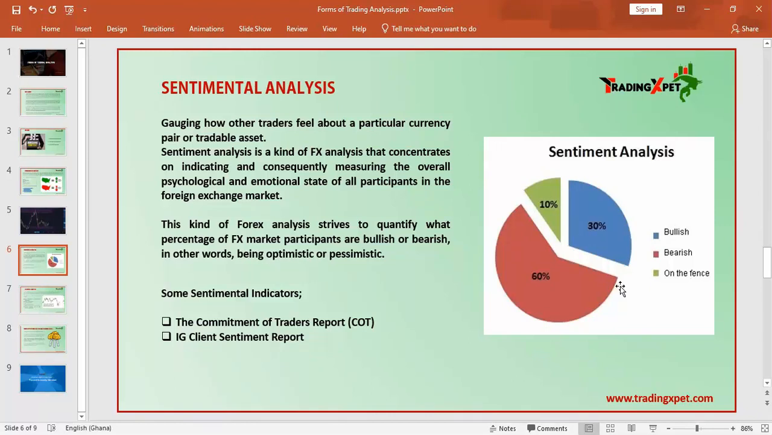Now, some of the indicators that we use in terms of sentimental analysis: we have the commitment of traders report. That is one that is used. And we have the IG client sentiment report. That is one that is used. I'm going to share with you those reports and how we go about it.